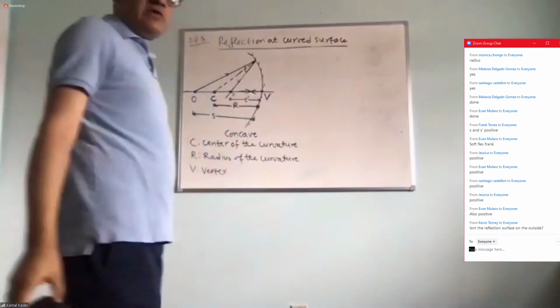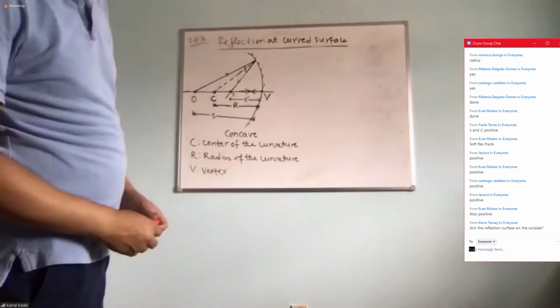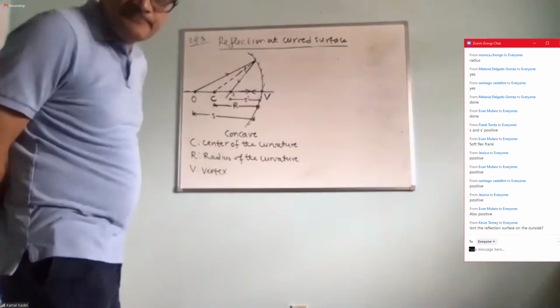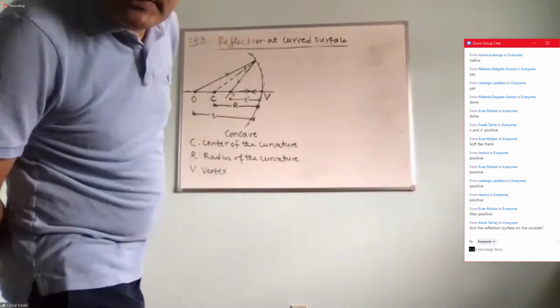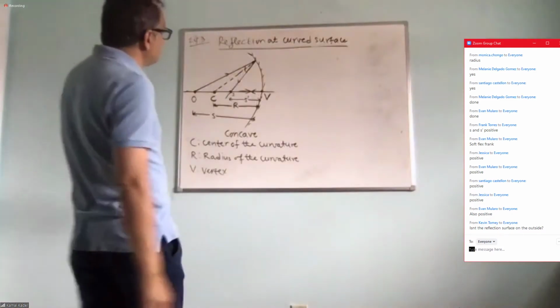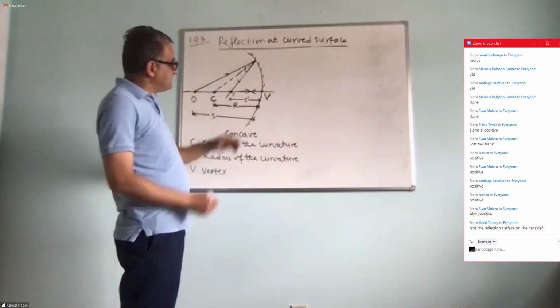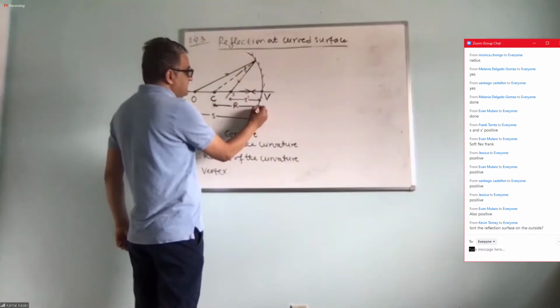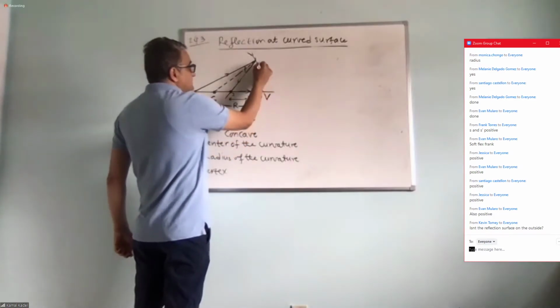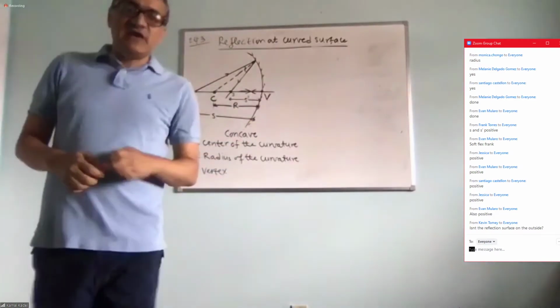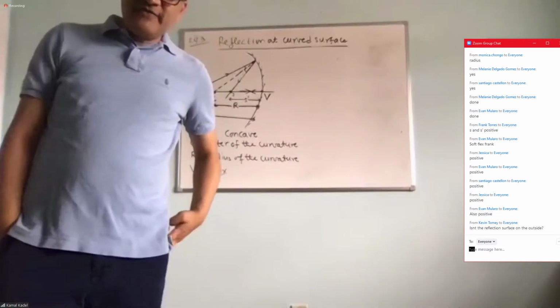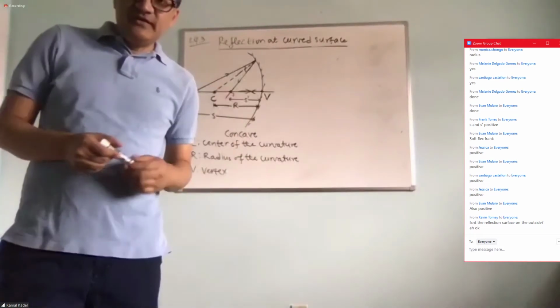Now here, what we are going to do is find... Sorry, isn't the reflecting surface the outside? No, inside. This is the reflecting surface. Outside is the polished surface. For convex, the reflecting surface is outside.